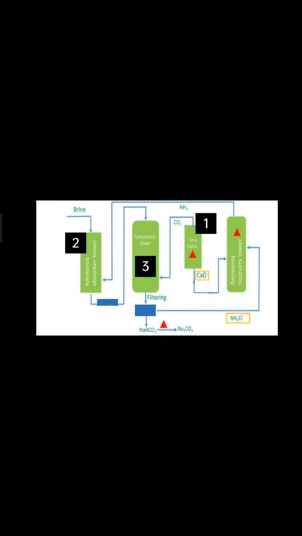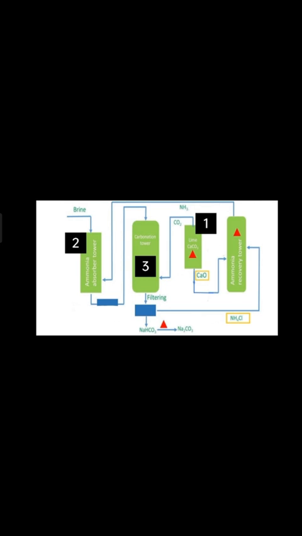Inside the carbonation tower, three components, brine solution, ammonia gas, and carbon dioxide, react with each other to form two products, ammonium chloride and sodium bicarbonate, also known as baking soda, which is again heated to produce sodium carbonate, the end result of the Solvay process.